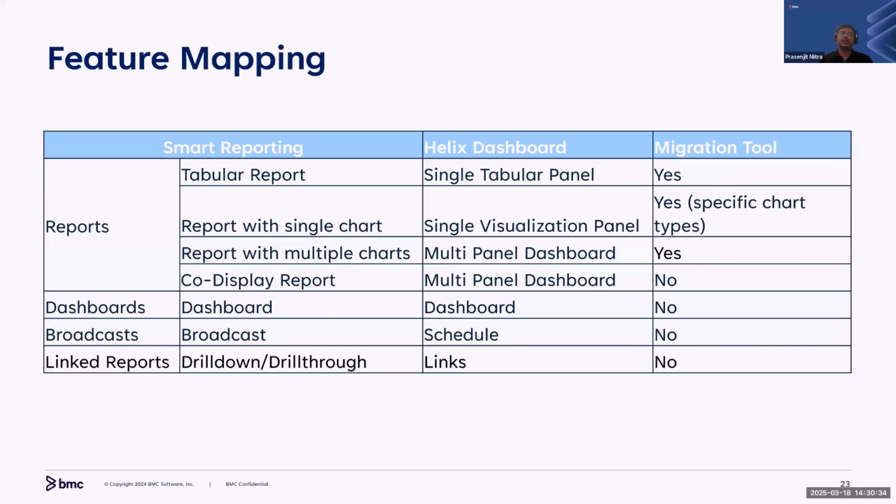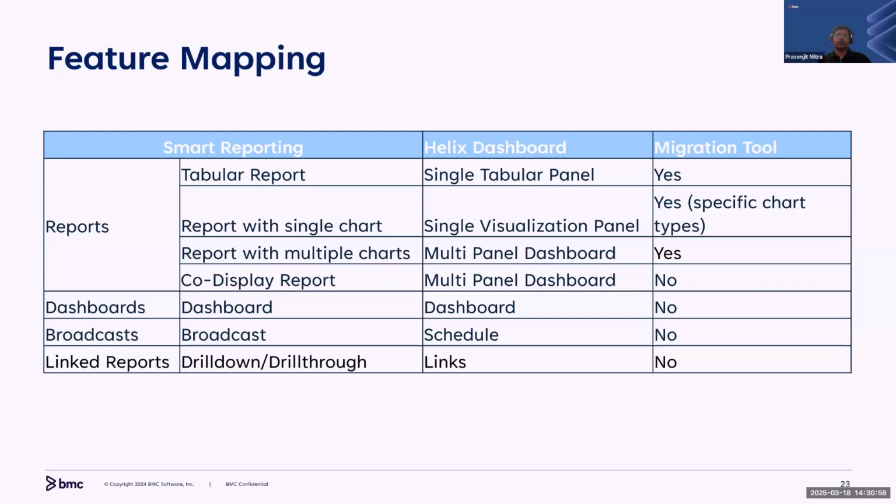Now, like I said, the very first step here after preparedness is planning, and it's one of the most crucial steps. So this is to understand the reports that you have, how you're using your smart reporting instance. So we perform an assessment. Now, before that, we need to understand some of the feature mappings across both the tools.